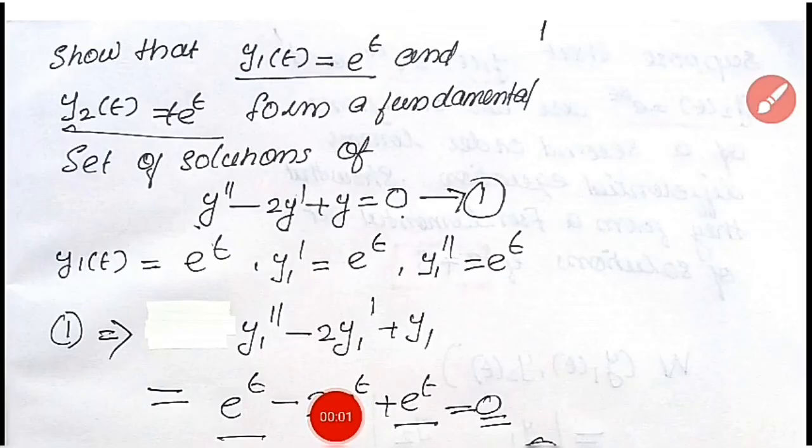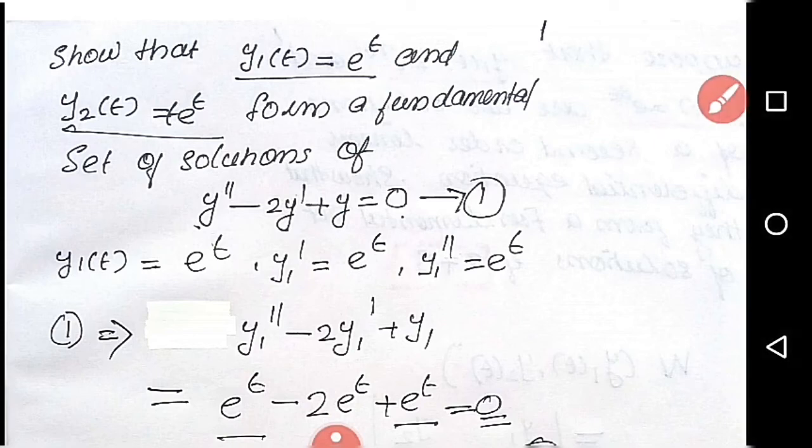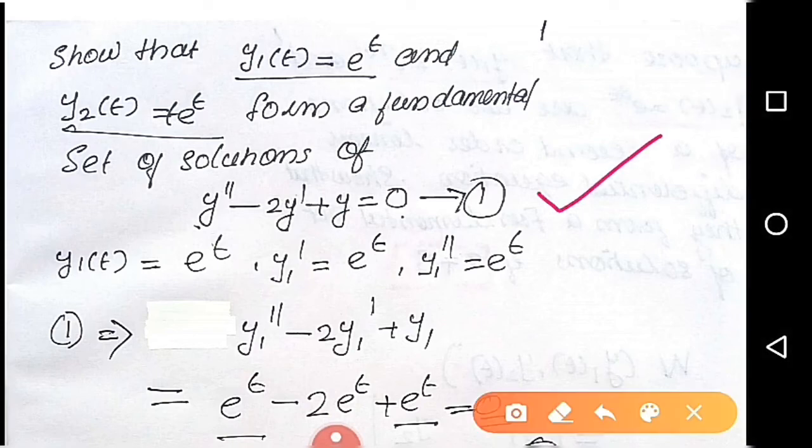Now we have one question. Given that y1 of t equals e raised to t and y2 of t equals t e raised to t, we have to show that they form a fundamental set of solutions of the given differential equation y double dash minus 2y dash plus y equals 0. It is not given that y1 and y2 are solutions. By definition, solutions are said to form a fundamental set if their Wronskian is not equal to 0. Here we have to first show that y1 and y2 are solutions of the given differential equation. So our differential equation is y double dash minus 2y dash plus y equals 0.